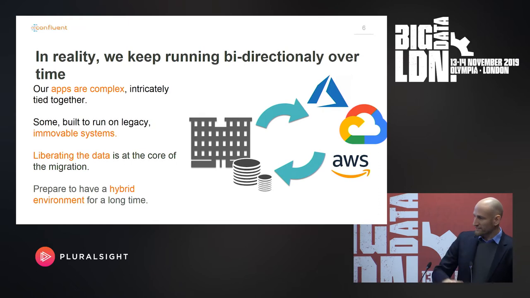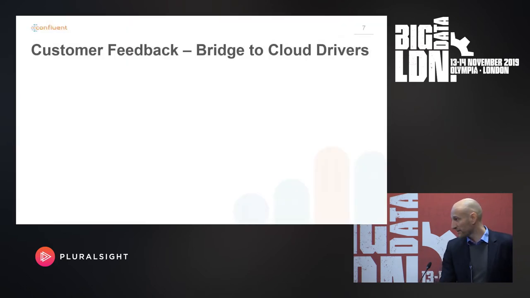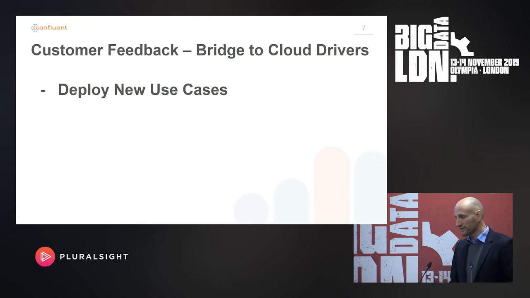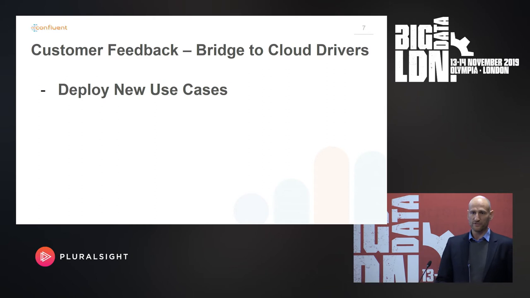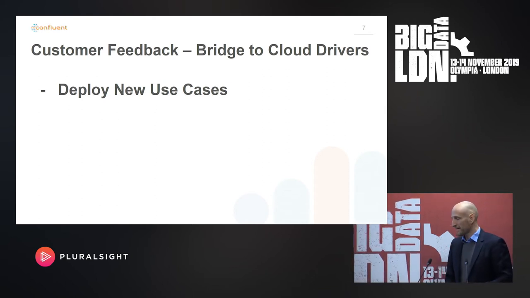So if we go one step deeper and look at what the customers are telling us about why they're doing this, apart from the overall strategy of cloud first, there are a few things that we keep hearing. The first one is we need to deploy new use cases. Now we have access to these ecosystems and services in the cloud that we didn't have before. We might have had use cases previously that we couldn't deploy because they were not viable from an economic perspective or for resource reasons. So now we can deploy those. That's probably the most important driver.